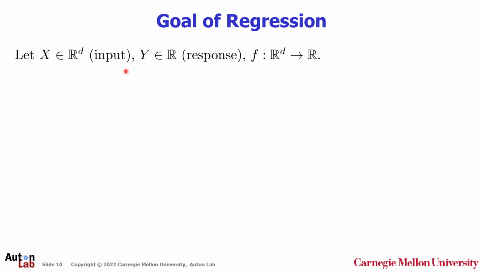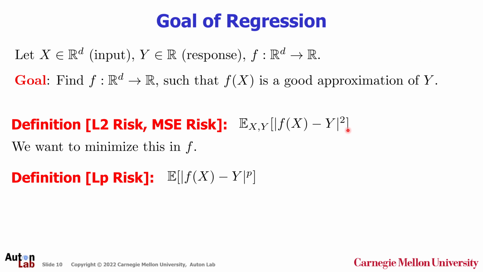We could have chosen other risk functions as well. A more general risk function is called the Lp risk function, where instead of measuring (f of x minus y) squared, we use the absolute value of f of x minus y to the power of p, and we take the expected value of this quantity. For different values of p, the optimal regression function can be different as well. We will focus on the L2 risk because the mathematical analysis is simple in this case and the estimator can be computed more easily as well.